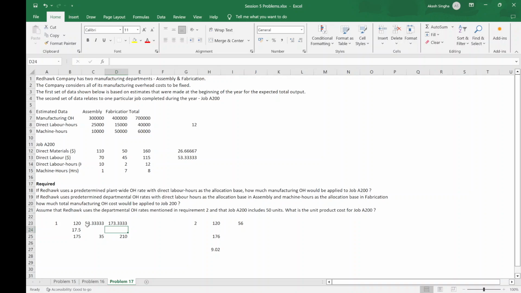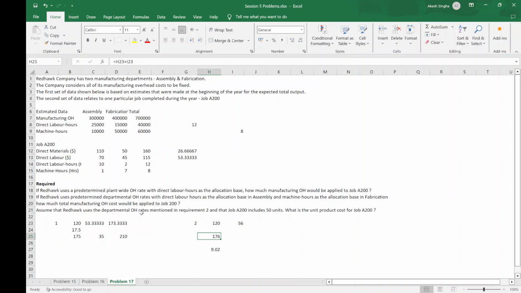So in the second question, it is given that for assembly, it is again 12. So 12 into 10, 120. But for fabrication, it uses machine hours. So the rate will be 4 lakh by 50,000, 8, and now here they have used 7, so 7 into 8, 56. The total is 176.